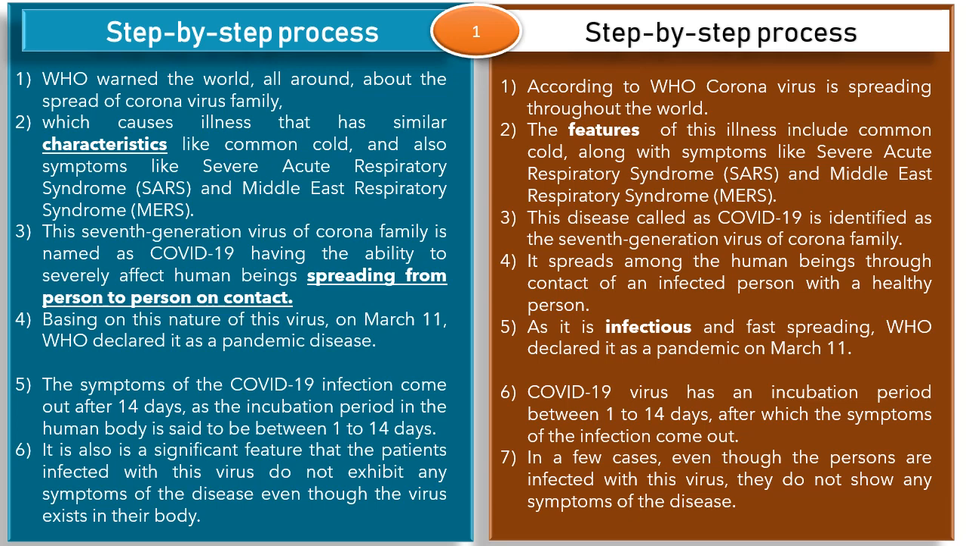Then the same sentence, the third one, I have split into another sentence. The fourth one: it spreads among human beings through contact of an infected person with a healthy person. So here in the first sentence, look at this. I have taken one sentence and I have split it into two. Here, once again, I have taken the third sentence, I have split it into two, and I have made it into two meaningful sentences. Then, let us come to the fourth sentence. Basing on this nature of this virus, on March 11th, WHO declared it as a pandemic disease. So now, here I have said, as it is infectious and fast spreading, WHO declared it as a pandemic on March 11th.